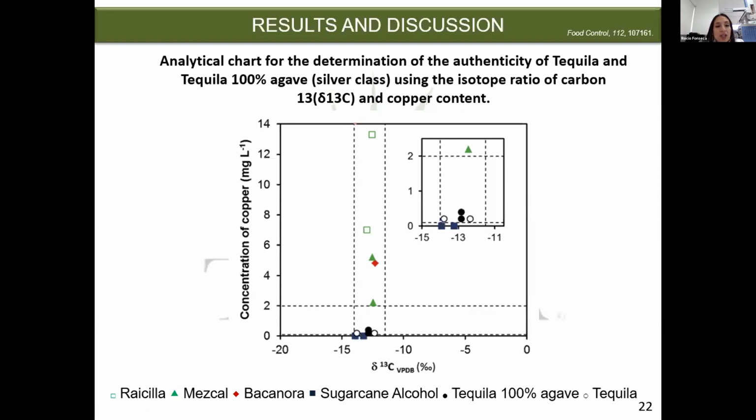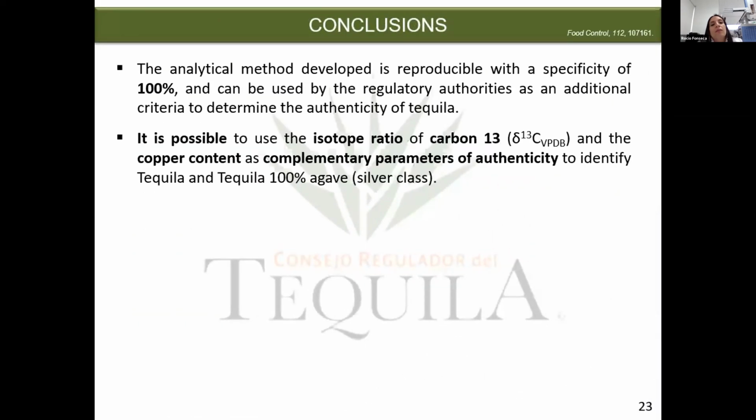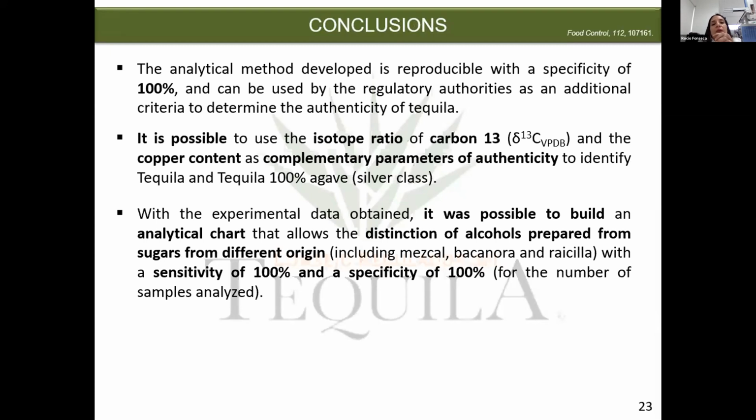And our conclusions are: the analytical method developed is reproducible with a specificity of 100% and can be used by the regulatory authorities as an additional criterion to determine the authenticity of tequila. It's possible to use the isotope ratio of carbon-13 and copper content as complementary parameters of authenticity to identify tequila and tequila 100% agave silver class.